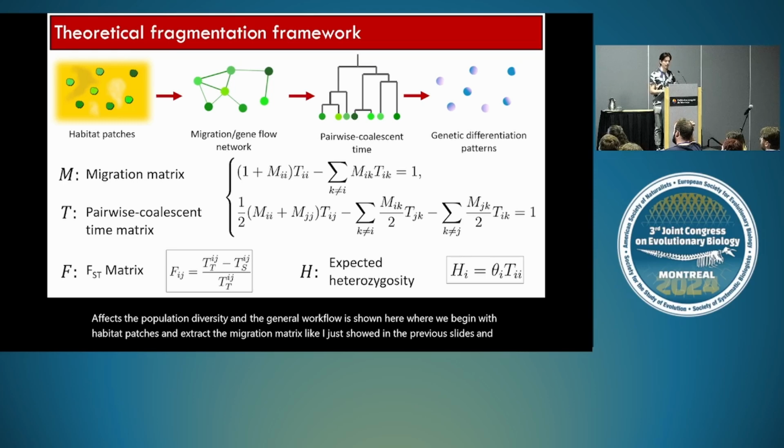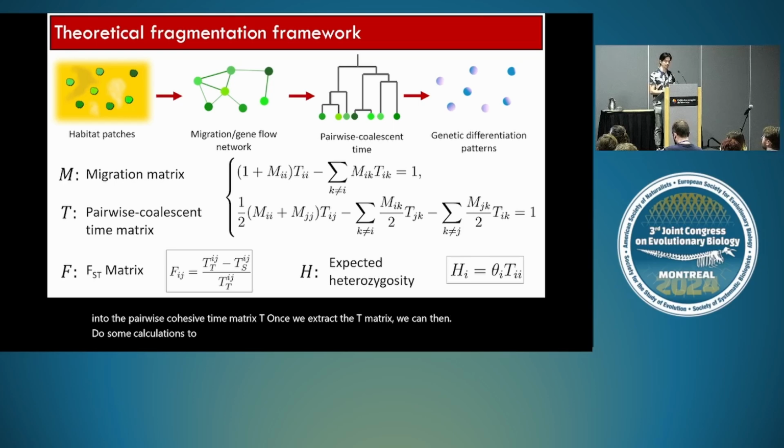And we can apply this transformation using a system of equations that turns the migration matrix into the pairwise coalescent time matrix T. Once we extract the T matrix, we can then do some calculations to find values like the FST matrix or expected heterozygosity.